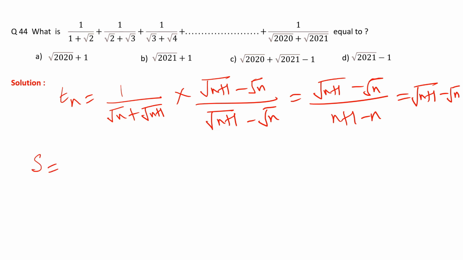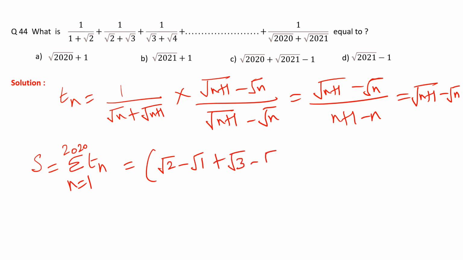Now students, we have to find the sum of this series, and I can write this sum as summation Tn, n varying from 1 to 2020. Clear? So that means this is now going to become, when I put n as 1 over here, the first term becomes root 2 minus root 1. Then we have under root of 3 minus under root of 2. Then under root of 4 minus under root of 3, and so on till square root of 2021 minus square root of 2020.